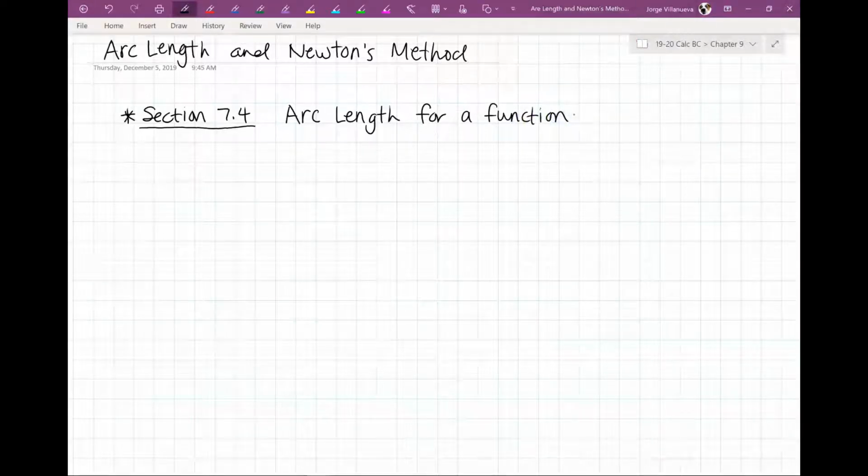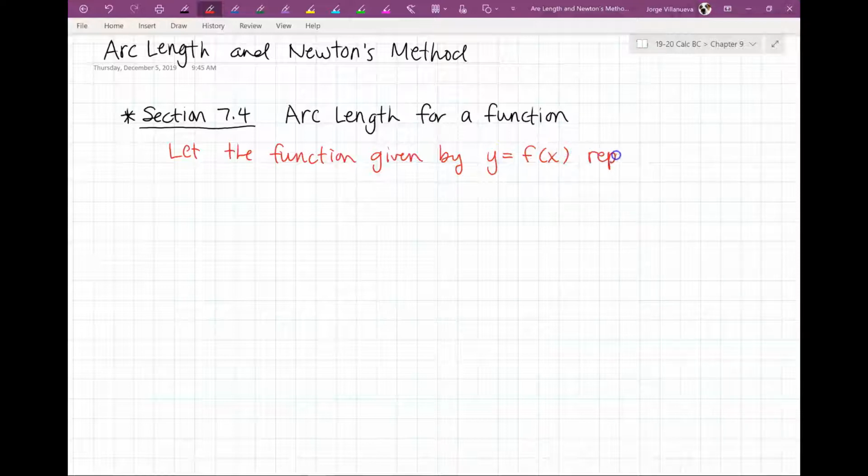So there are two formulas, but they're basically the same. It just depends on which way you're doing it. So I'm going to write the definition for you guys. It says, let the function given by y equal to f of x represent a smooth curve on the interval from a to b.